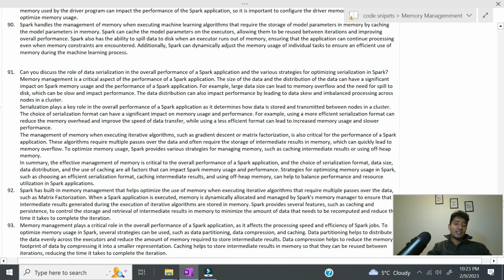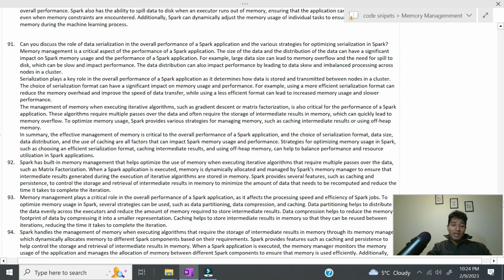Serialization plays a key role in overall performance in a Spark application as it determines how data is stored and transmitted between nodes in a cluster. The choice of serialization can have a significant impact on the memory usage and performance. For example, using a more efficient serialization format can reduce the memory overhead and improve the data transfer speed, while a less efficient format can lead to increased memory usage, right?